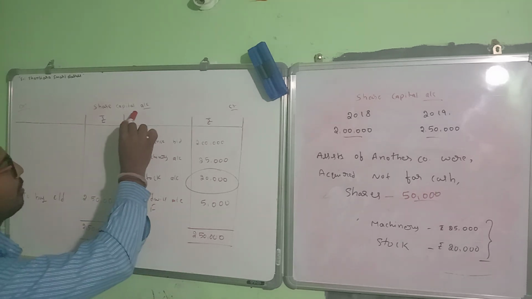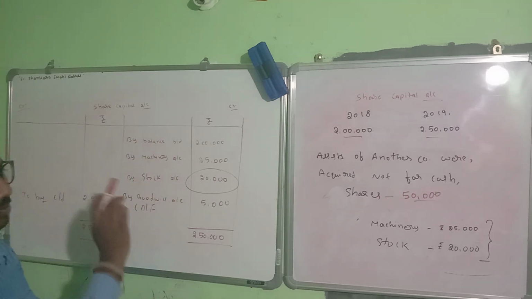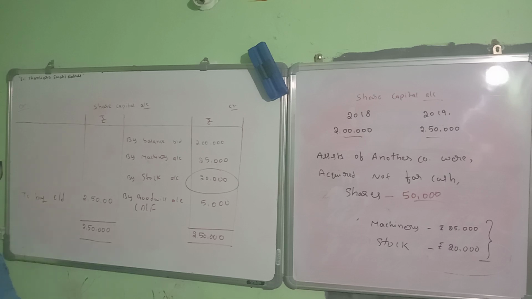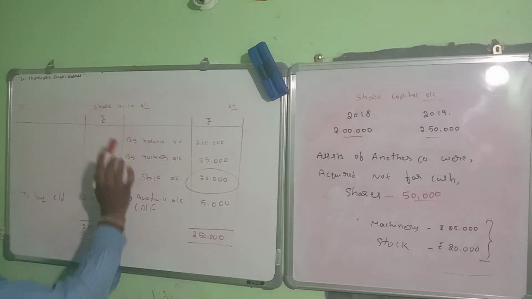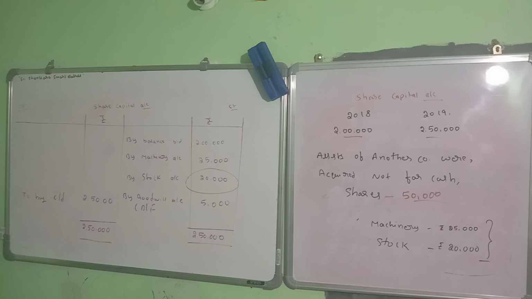Again, the transaction between share capital and machinery account, both non-current in nature, does not lead to any inflow or outflow. And share capital and goodwill account, also non-current accounts, does not lead to any inflow or outflow. So this is how most of the adjustments come while preparing the cash flow statement.